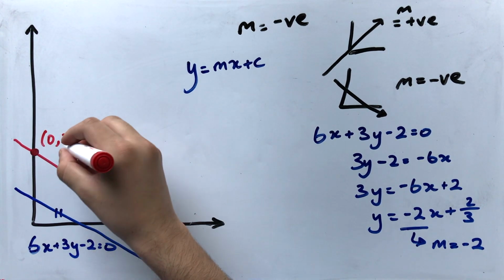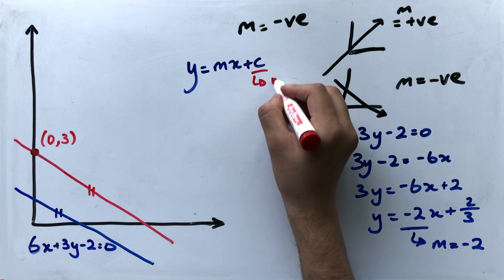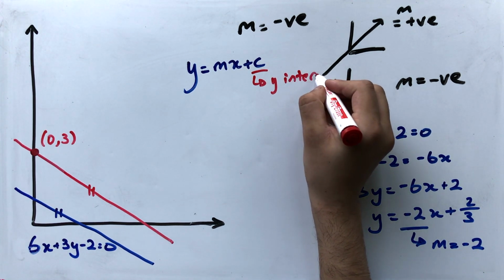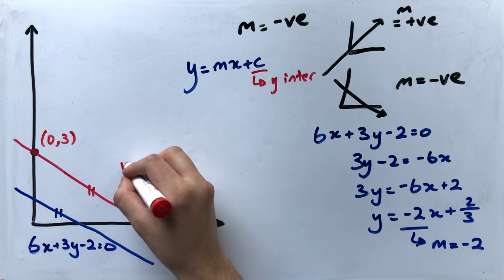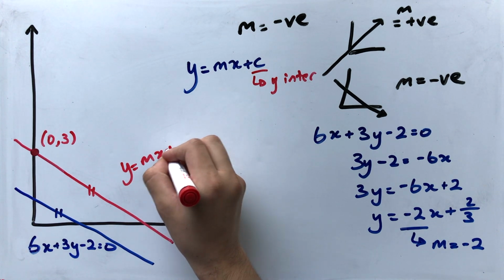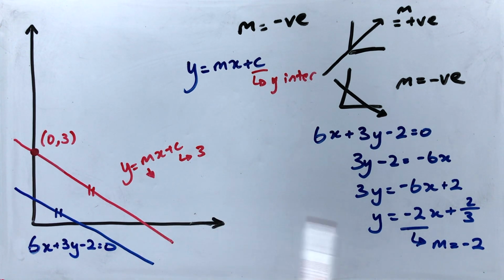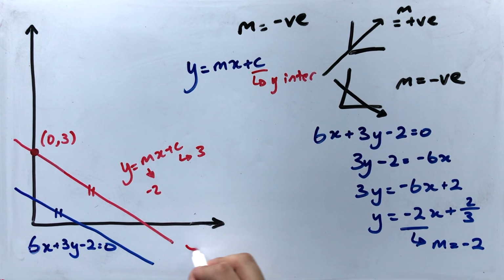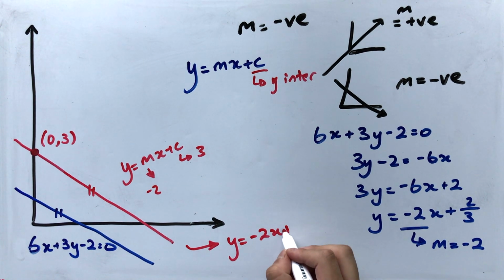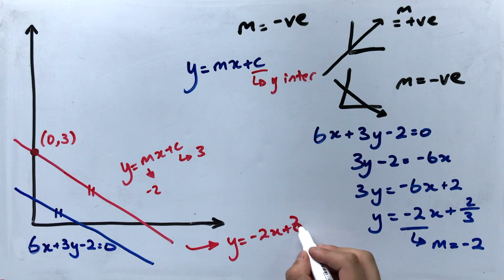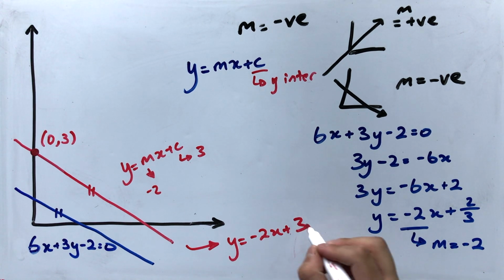Since we have a point on this line, (0, 3), we know the y-intercept. This c part is equal to the y-intercept, and we have that due to (0, 3). So we know that for this line, when we write this in the form y is equal to mx plus c, the c would be 3, and the m, because these lines are parallel, would be negative 2. And thus we have the equation of this line, y is equal to negative 2x plus 3, sorry. Okay, so the equation of the red line is y is equal to negative 2x plus 3.